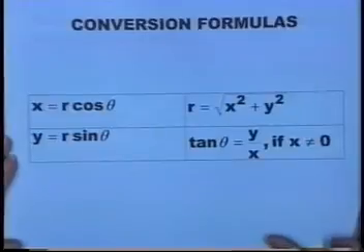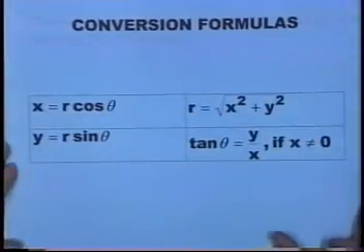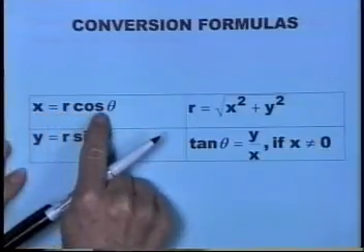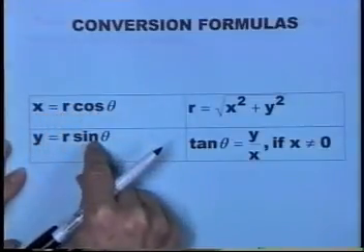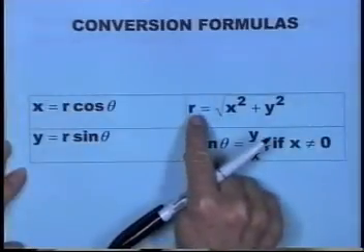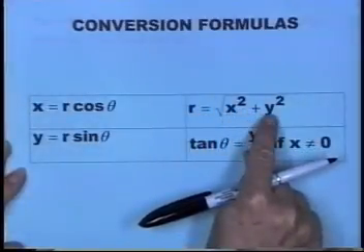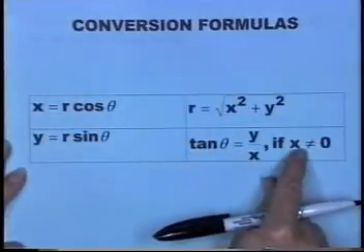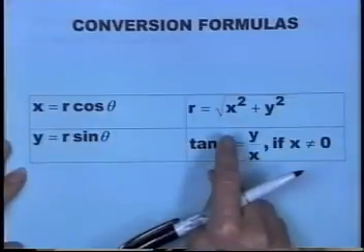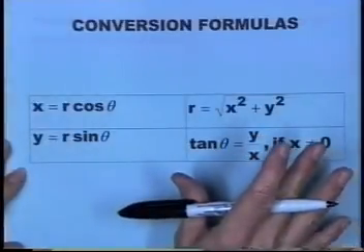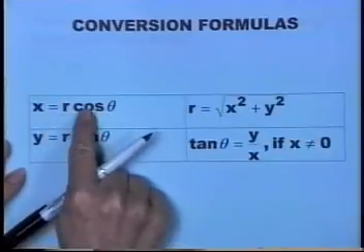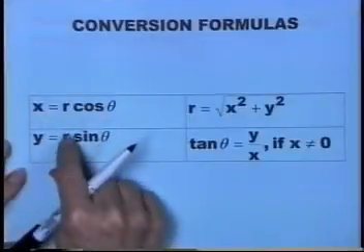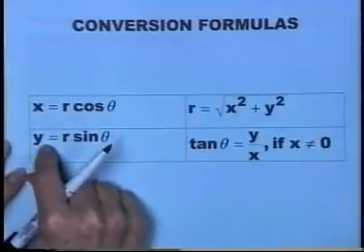I want to again call your attention to the conversion formulas. These become very important. Remember, we derived x is equal to r cosine theta, y is equal to r sine theta. To get r, we take the square root of x squared plus y squared. The tangent of theta is y over x as long as x is not 0. We can't have a 0 down here. Basically, what we do with these formulas is we will convert back. If we have r times cosine theta, that gives us x. If we have r times sine theta, that gives us y.